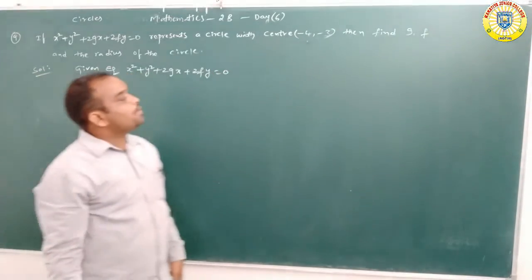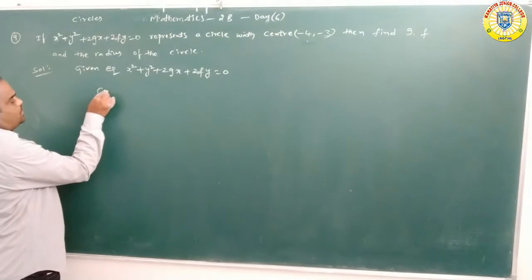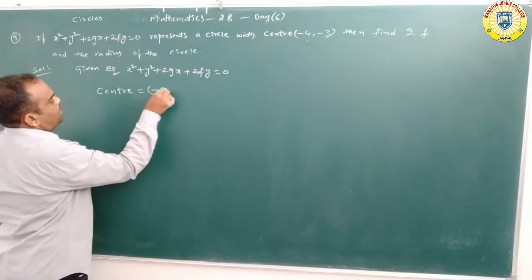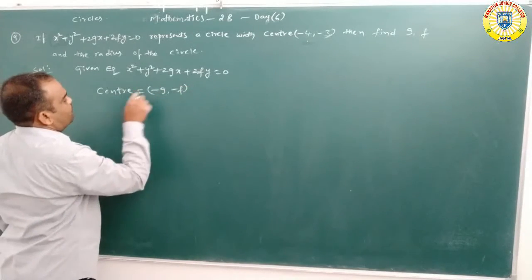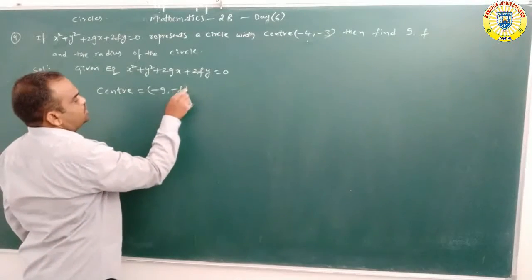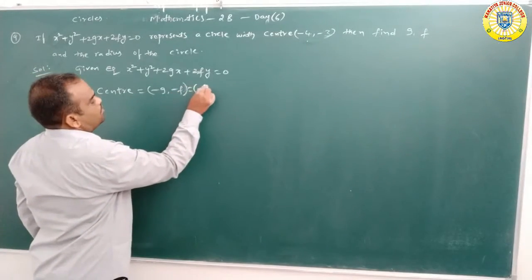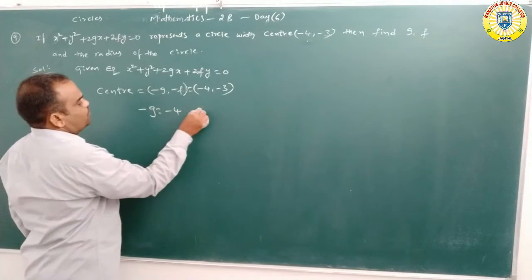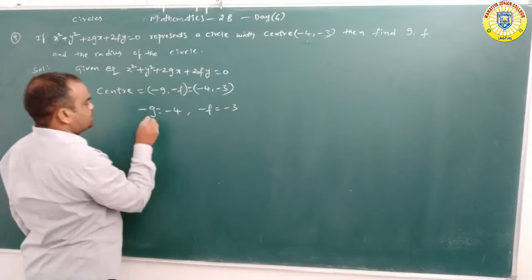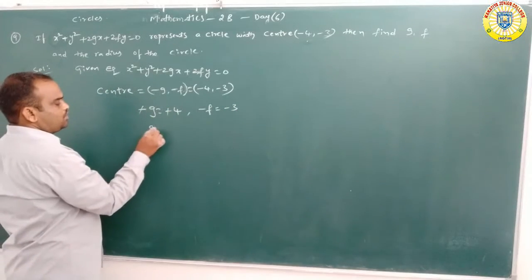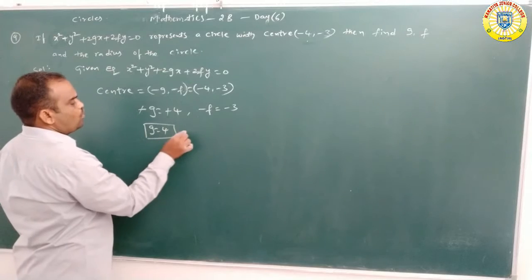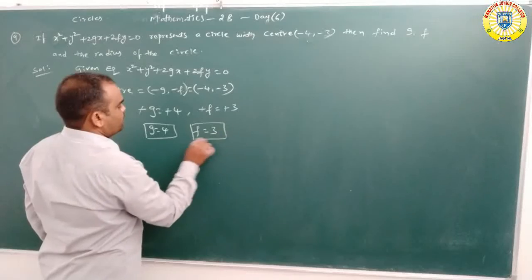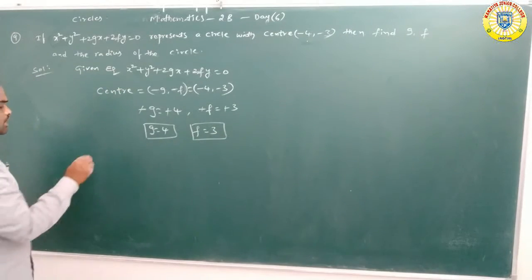The center given is (minus 4, minus 3). The center is (minus g, minus f), so minus g is equal to minus 4 and minus f is equal to minus 3. The minus signs cancel, so g is equal to 4 and f is equal to 3. The g, f values are there.